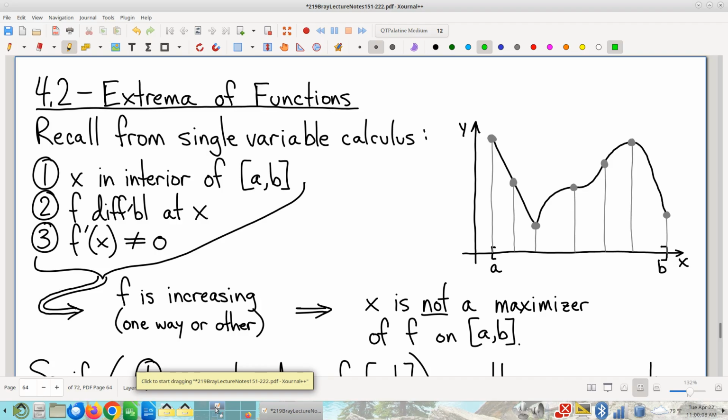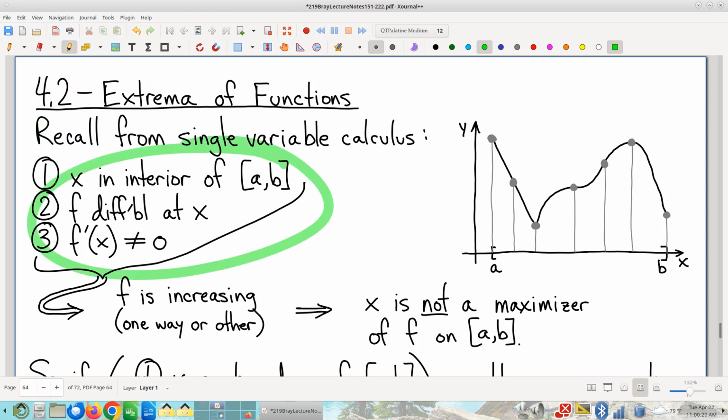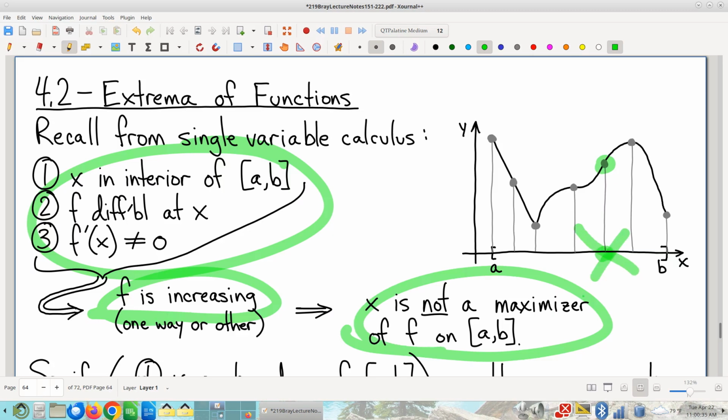Okay, so 4.2, here's the good news. It's super, super similar to single variable optimization, like ridiculously similar. So in particular, here are three conditions that, if they hold, such as they do at a point like this, we can guarantee that there's no way that that's at the maximum value of the function, because the function is still increasing, and therefore this is definitely not a maximizer. It's a very simple little argument, right? If the function is still increasing, you're not at the maximum, right?